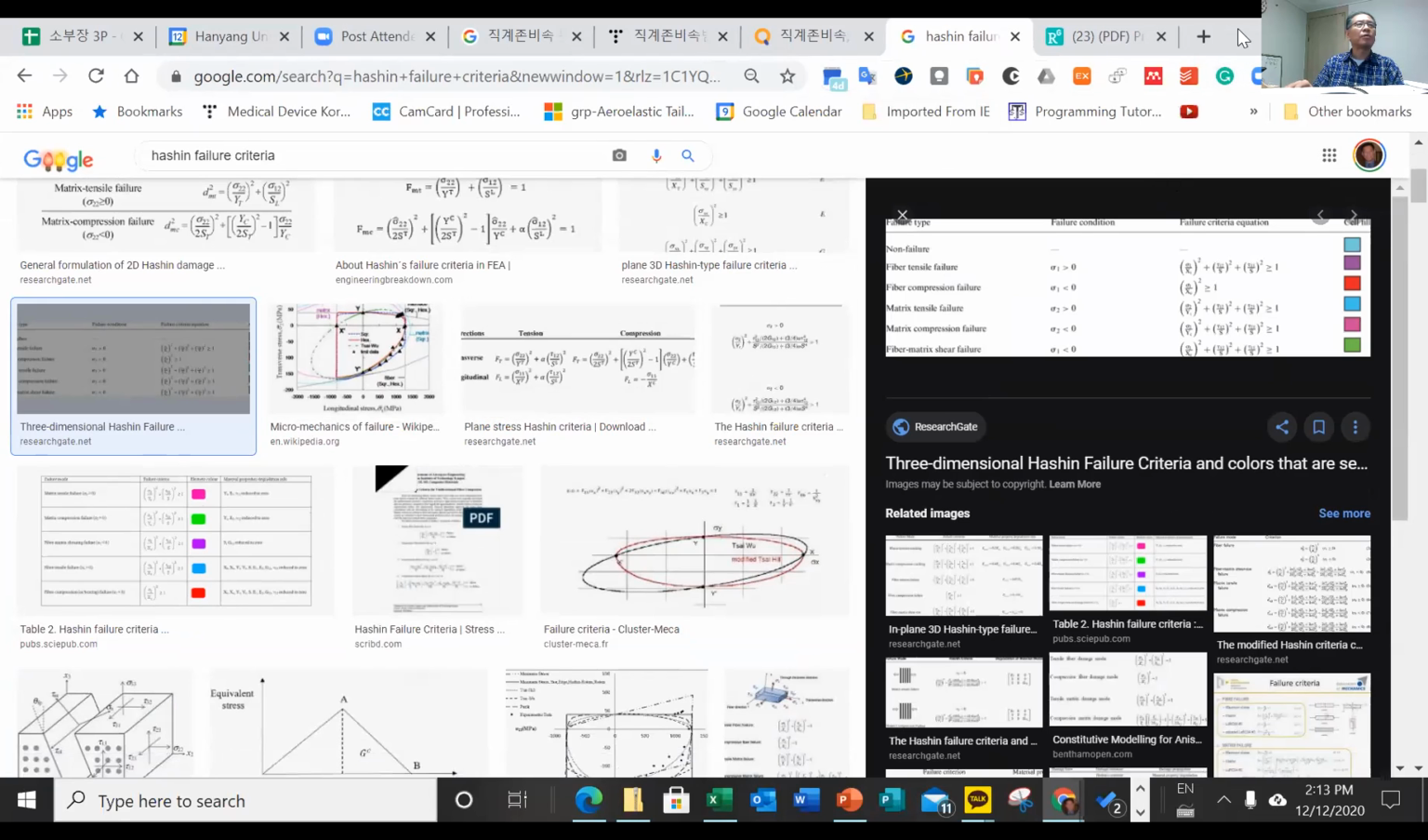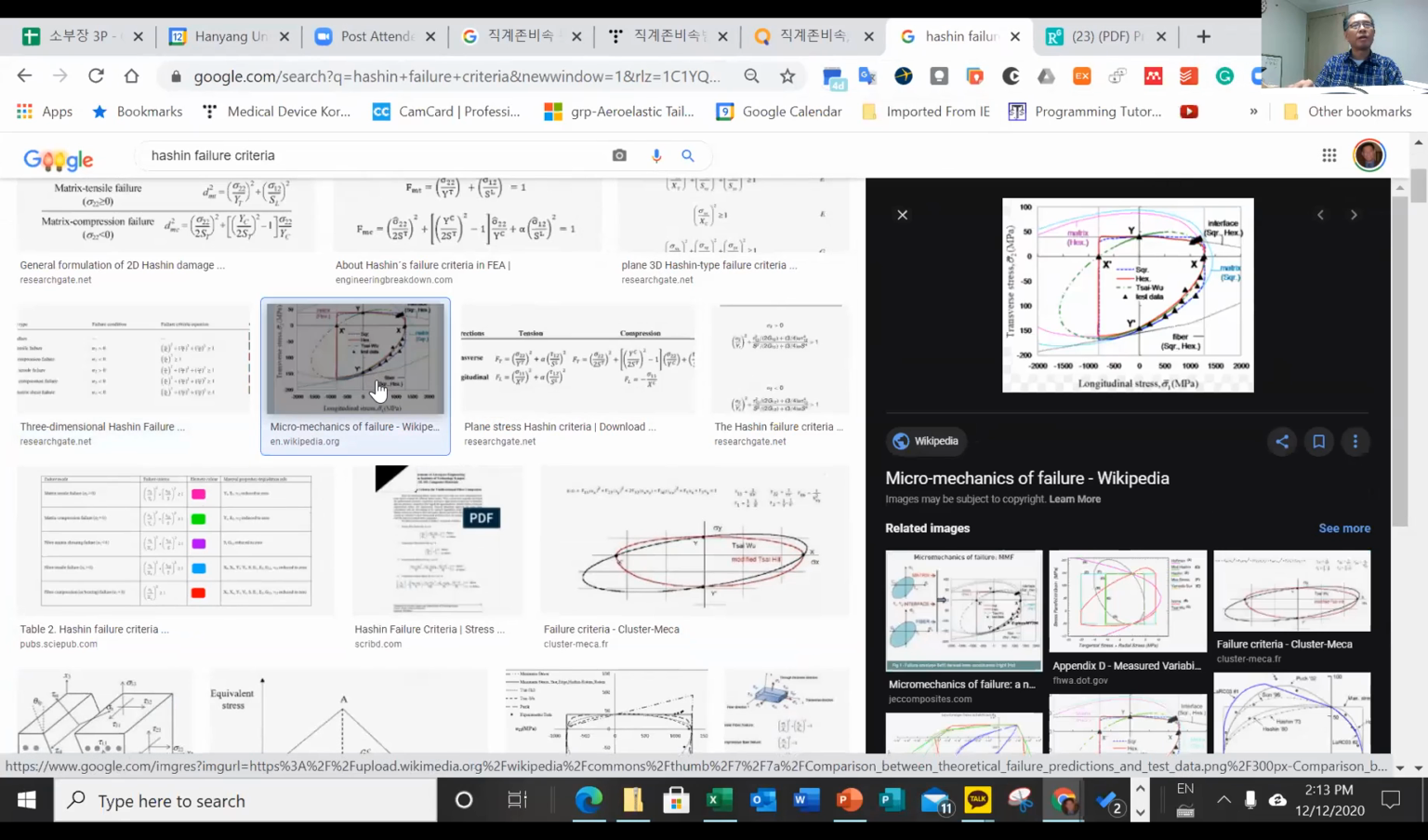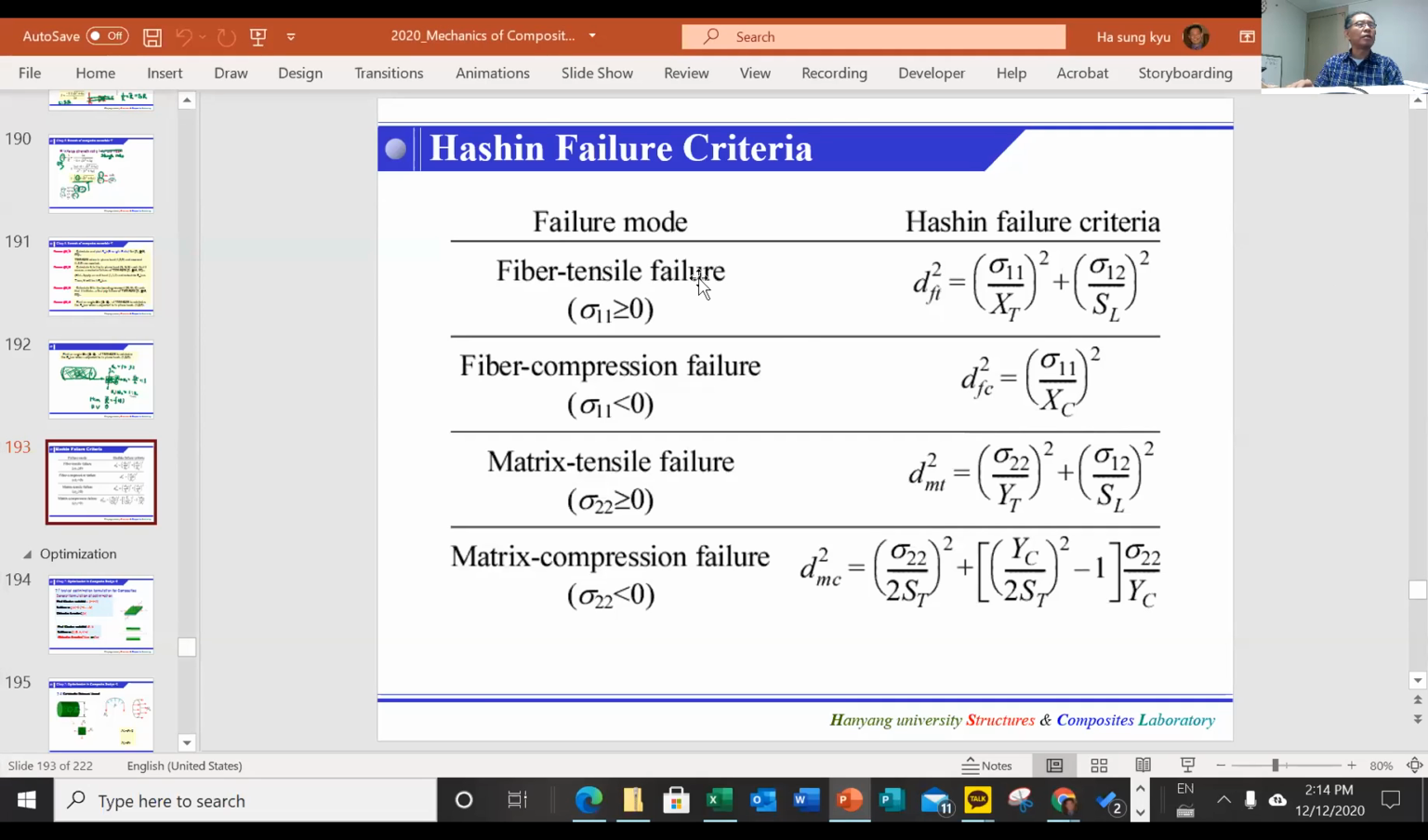Okay, I will go through the equations. This is the one. Now, it is important to understand the failure mode. Well, failure mode means we have 4 different failure modes. One is the fiber tensile failure. The composite will fail, say, in case the fiber failed under tension. So that is the most dangerous failure mode, which we have to avoid.